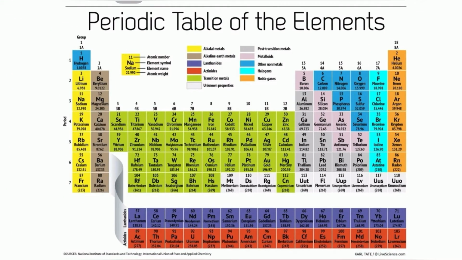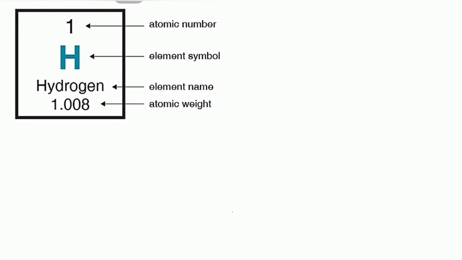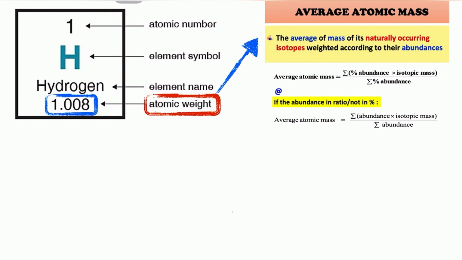This is the periodic table of elements. As we know, the elements are arranged according to periods and groups. There are 18 groups and 7 periods. Let's see one of the elements from the periodic table. I take hydrogen. From this box, you can see that it has the atomic number, element symbol, element name, and atomic weight. The value of 1.008, also known as the atomic mass, is actually the average atomic mass of the isotopes of hydrogen. So how do we get the average atomic mass?